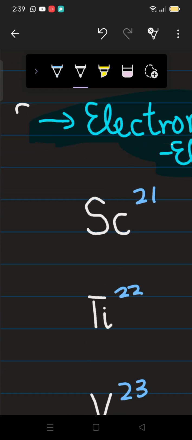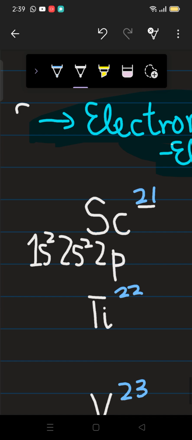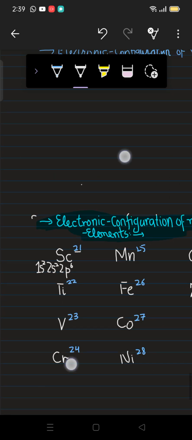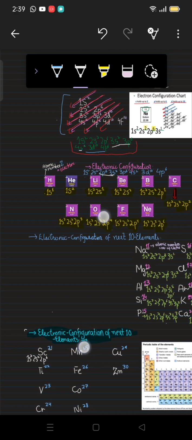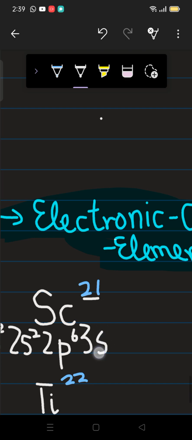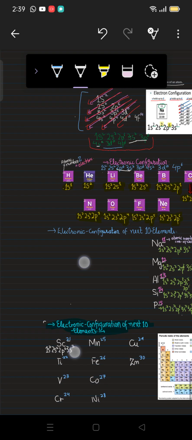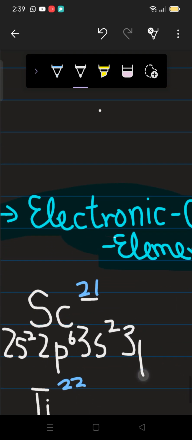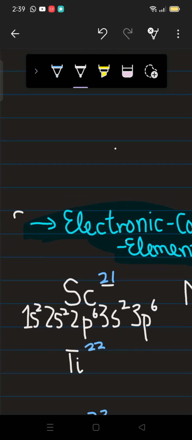Alright, so we should start with Sc, which is scandium. Initially it has 21 electrons. Now we know that initially electrons will be going in 1s2. So 1s2, then 2s2, then 2p6. How many electrons? 6, 2, 2, 10 electrons have been done. After 2p6, we need to start 3s2. After 3s2, we have 3p6. Let's count how many electrons these are: 10, 12, 12 and 6, 18.